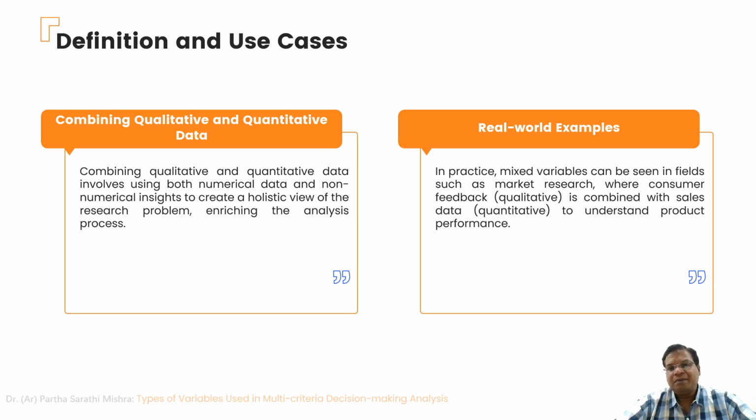If you take an example, in practice, mixed variables can be seen in fields such as market research, where consumer feedback is on a satisfaction scale of 1 to 5, 1 to 7, or 1 to 9, along with quantitative variables like sales data to understand the product performance. So here we have to seek the data like clients' feedback in terms of quality and product sales in terms of money. Then we can infer what the product performance will be.